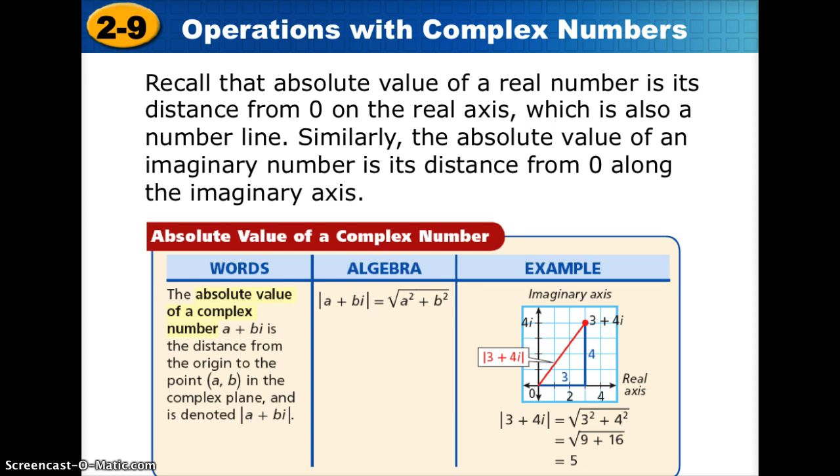So you can see an example here. Pause the video if you need to take a closer look at the example so you can see how to come up with the magnitude or the distance between 0 and the complex number.